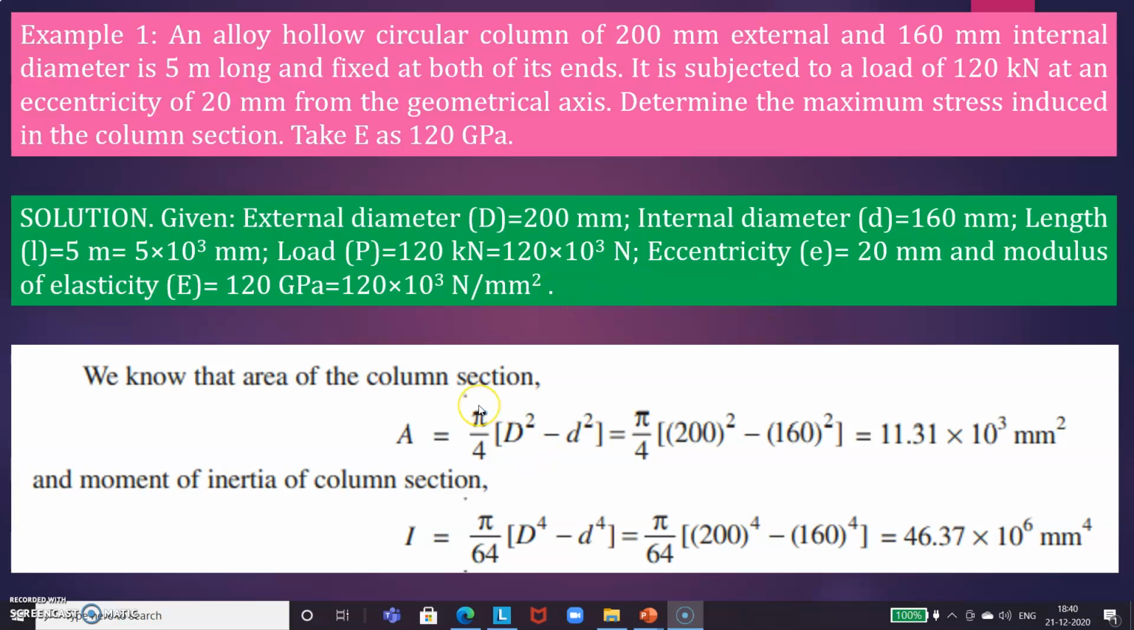For that we require A and I. So first we'll calculate the area of the column. For the hollow circular section, area is equal to pi divided by 4 into capital D square minus small d square.